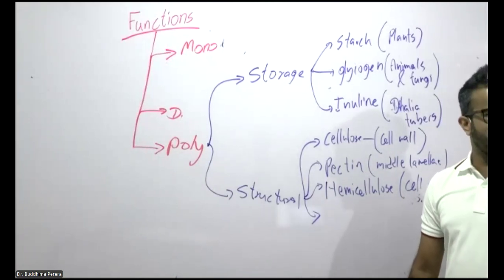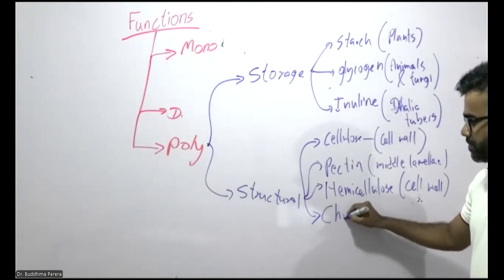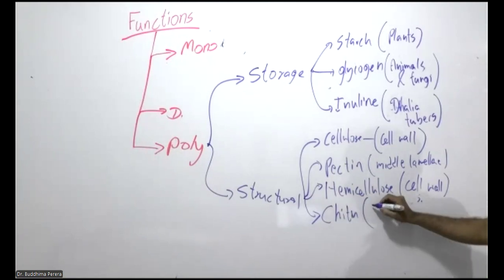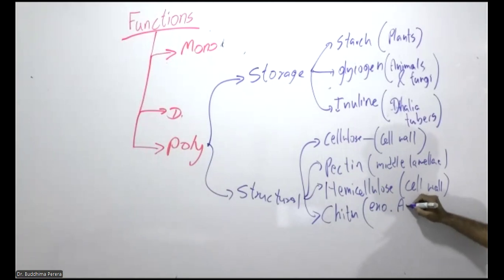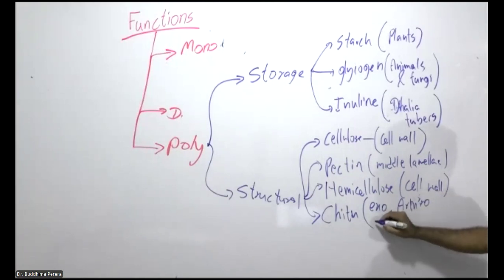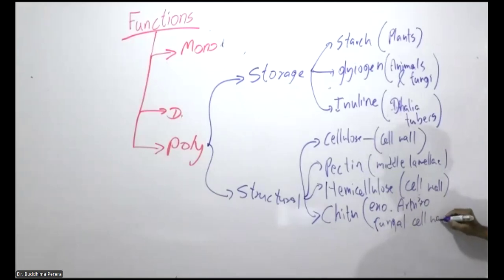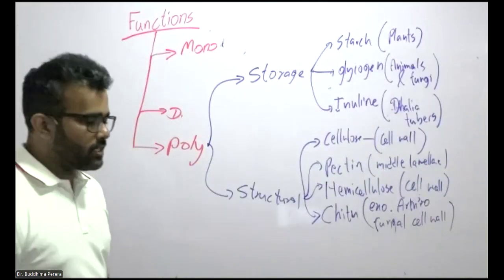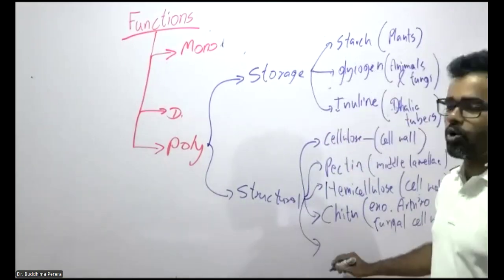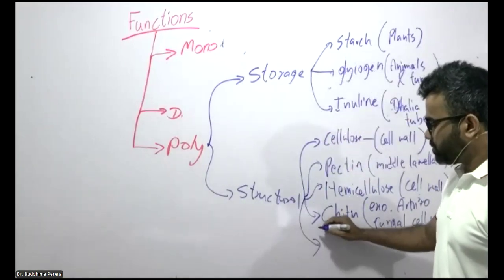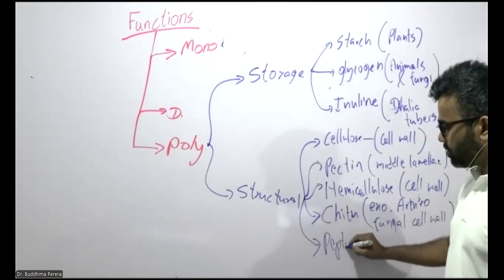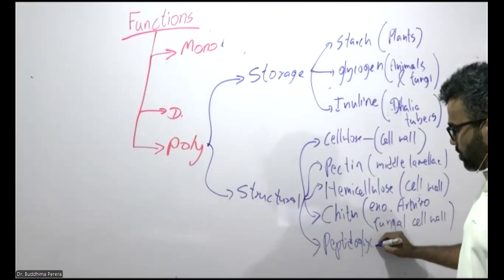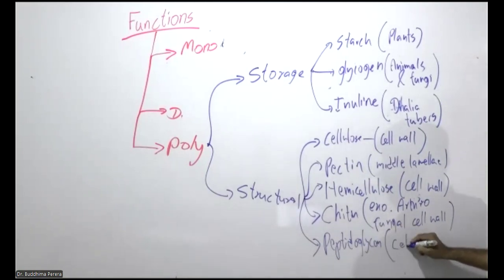Chitin. Chitin in the exoskeleton of arthropods and fungal cell wall. And there's another one called peptidoglycan, which is in the cell wall of prokaryotes. What are prokaryotes?